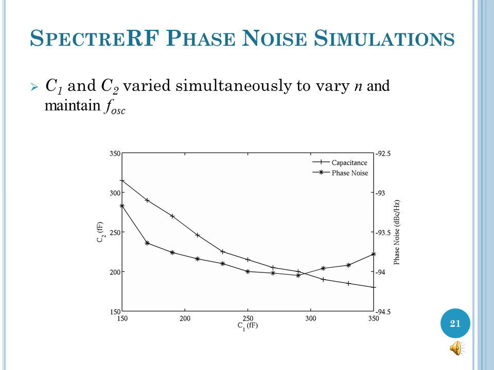Numerical simulations using SpectreRF were performed to test out the accuracy of the analytical model. The design parameter n was varied by changing capacitance values, and the phase noise values were plotted for each capacitance set. As seen from the plot, the phase noise simulations indicated that a capacitor ratio of about 0.3 provides the best phase noise performance. Thus, the SpectreRF simulations also verify what was found through the linear time varying theory.